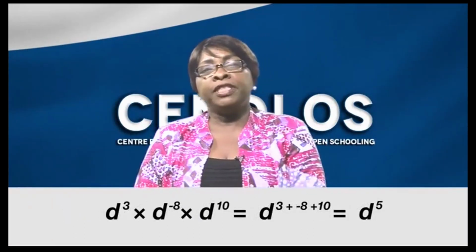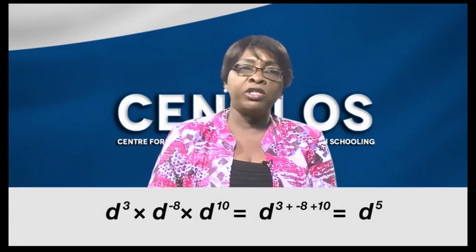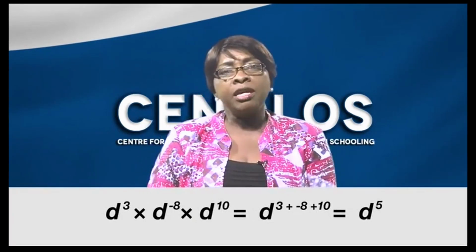Also, if we want to work d raised to the power 3 times d raised to the power negative 8 times d raised to the power 10, we will write down our common base, which is d, and add our powers. What are the powers here? 3 plus negative 8 plus 10, and that gives us d raised to the power 5.